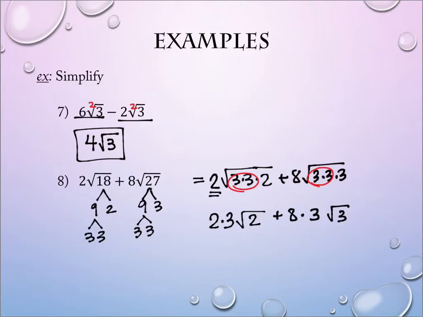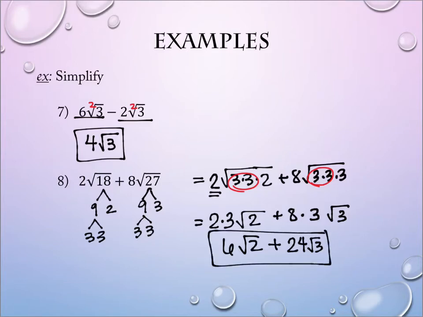So I have 2 times 3, so I have 6 square roots of 2. And then the 8 times 3 I was trying to do before, the 24 square roots of 3. And I don't have any way to combine them because square root of 2 and square root of 3 have different radicands.